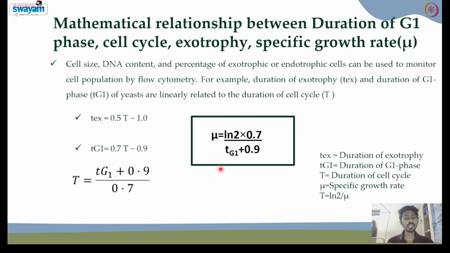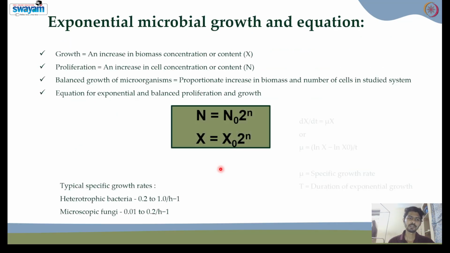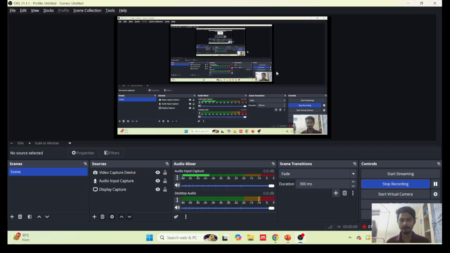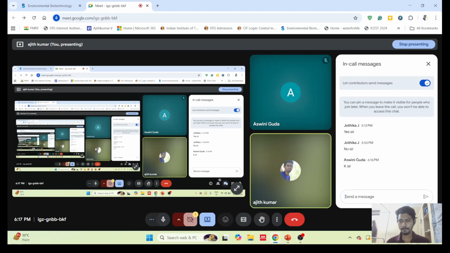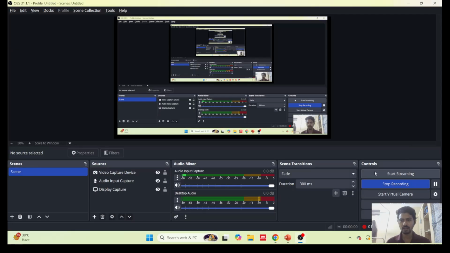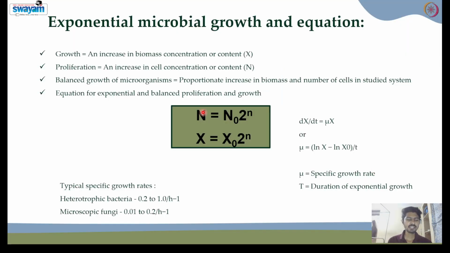So this is one of the important concepts, and you need to know these formulas for solving the MCQs. And if we see the next, the exponential microbial growth and their equation, first, as we have seen in the starting of the video, we have seen the concept of growth. Growth is nothing but there will be an increase in the biomass concentration.